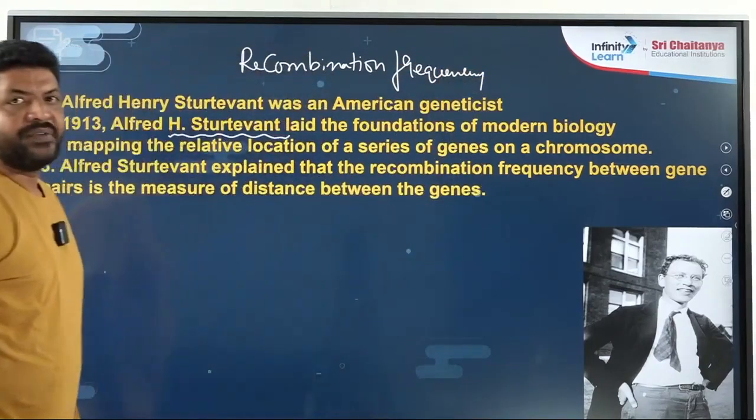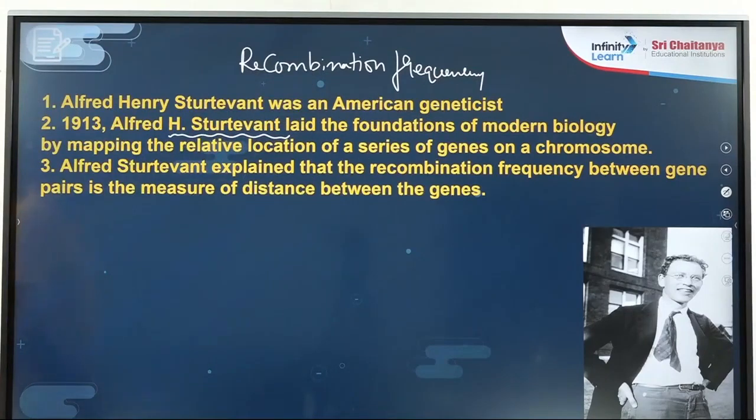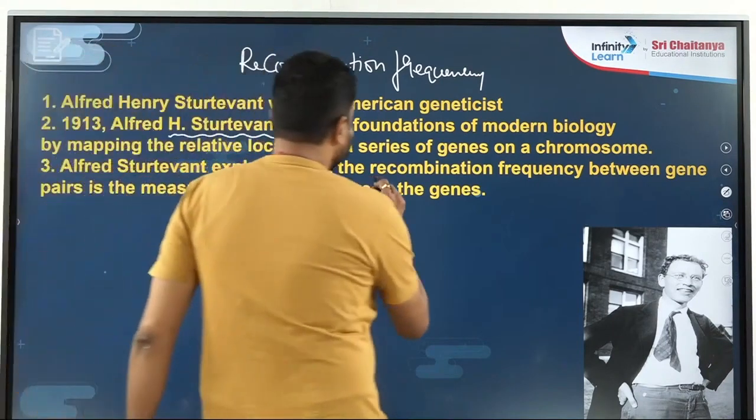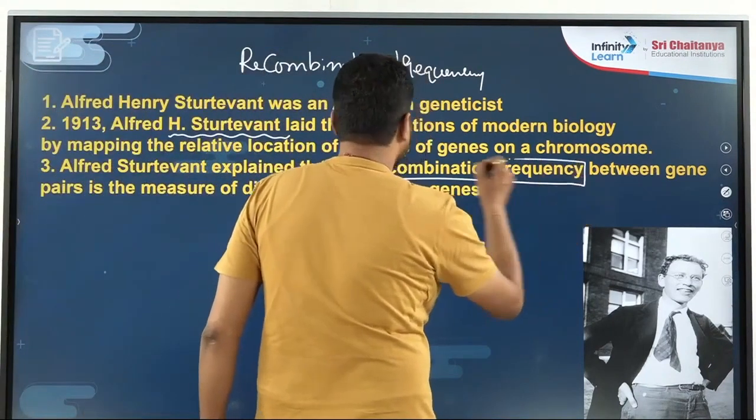The term recombination frequency was proposed by Sturtevant, an American geneticist. In 1913, Alfred Sturtevant laid the foundations of modern biology by mapping the relative location of a series of genes. He explained the recombination frequency between genes, and he coined the word recombination.